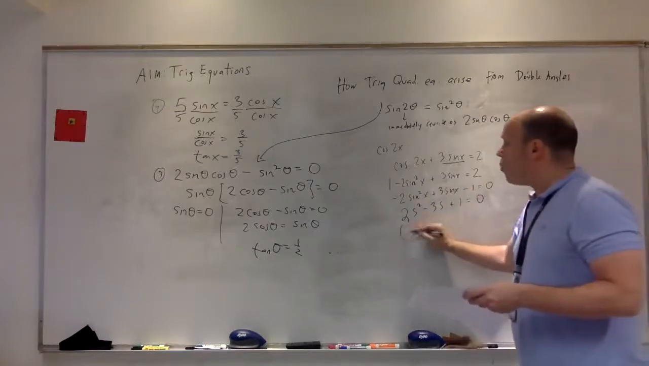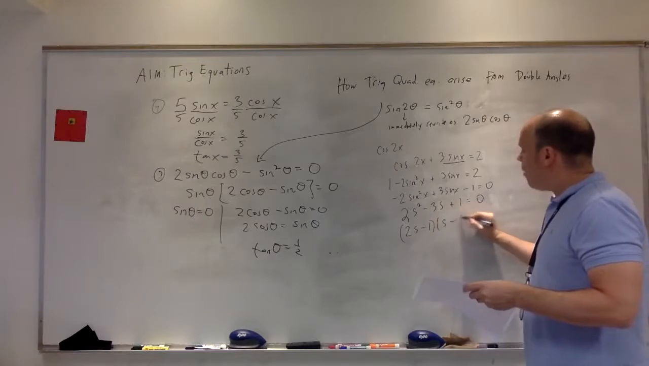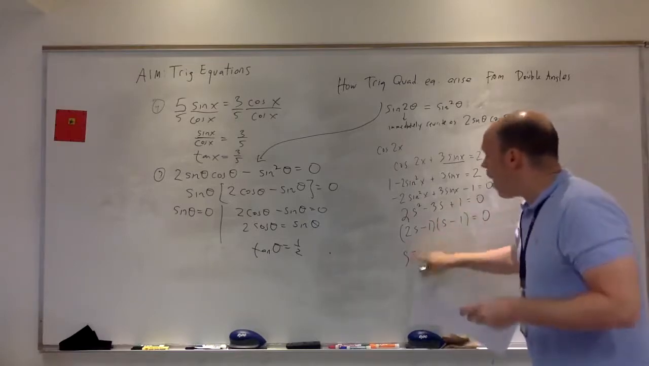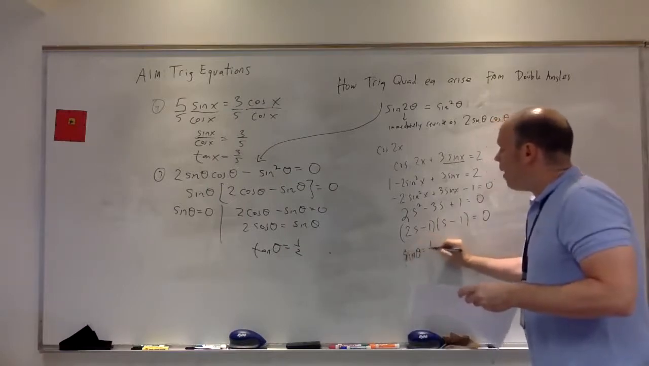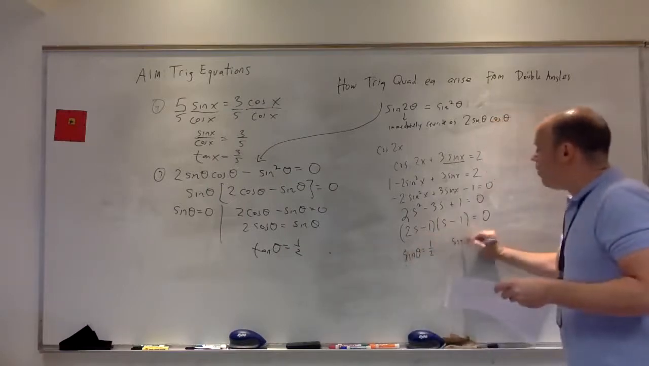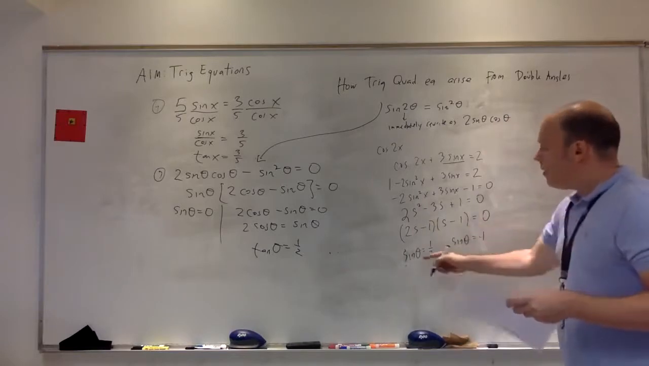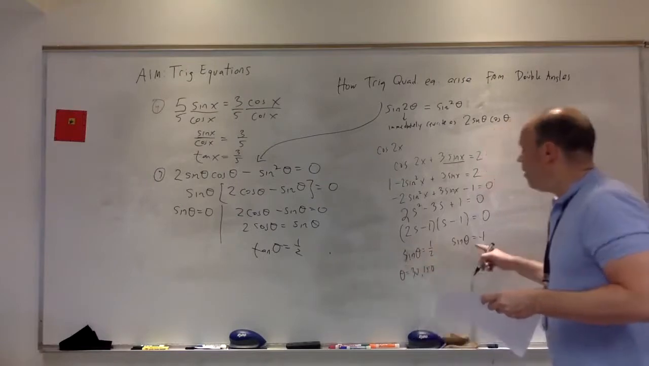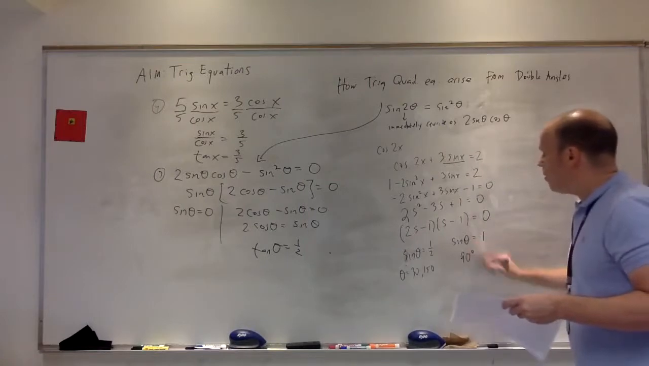And this factors into 2s minus 1 times s minus 1 equals 0. So we have s, which is the sine of theta, equals 1/2, and the sine of theta equals positive 1. This is easy. Theta equals 30 and 150. And the sine of theta equals 1 at 90 degrees.